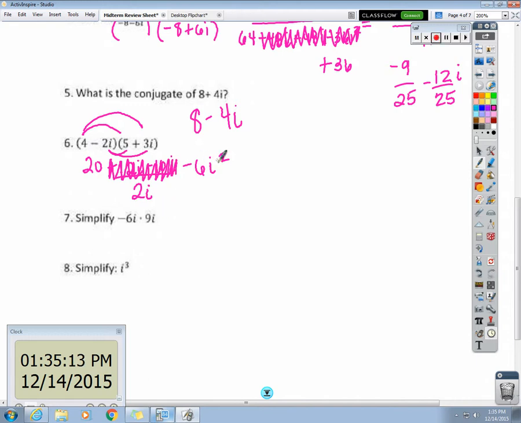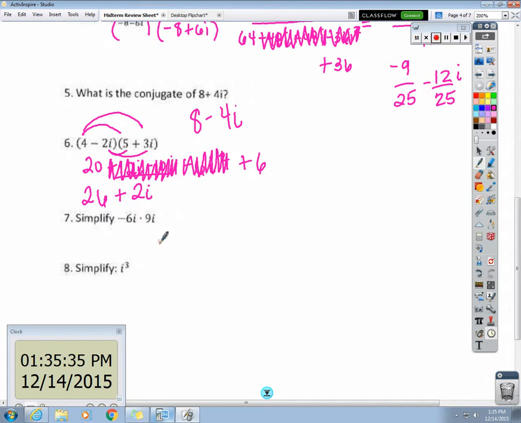Correct. Negative 6i squared is just plus 6 because that i squared turns a negative into a positive. And so now we have 20 plus 6, which is 26, and it has to go up front because a plus bi: your real number's in the front, and then your complex is last. All right, number 7, what do they want us to do?